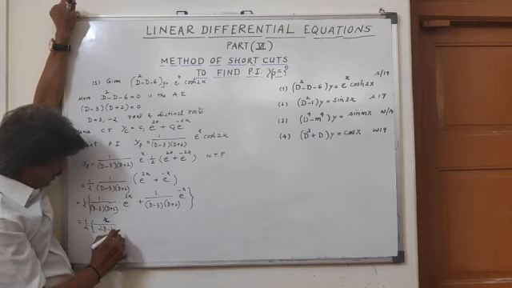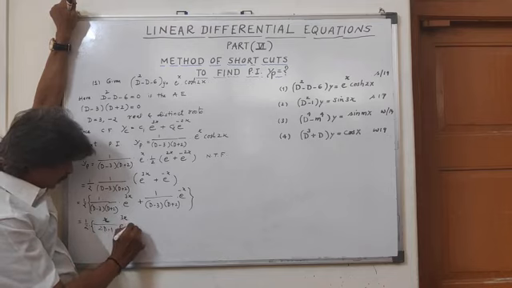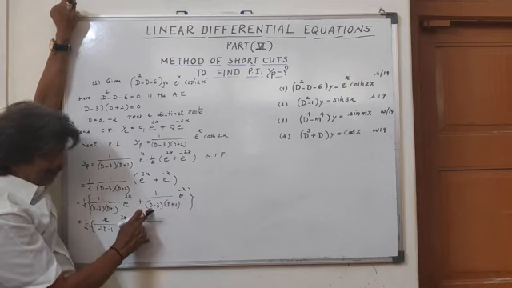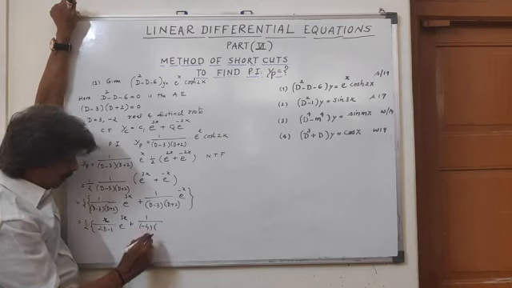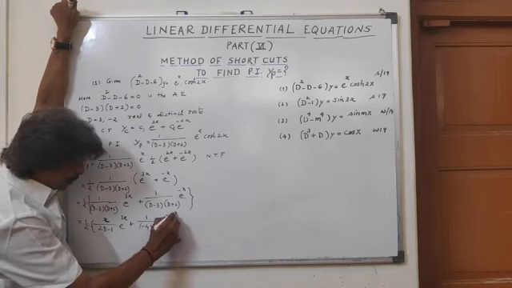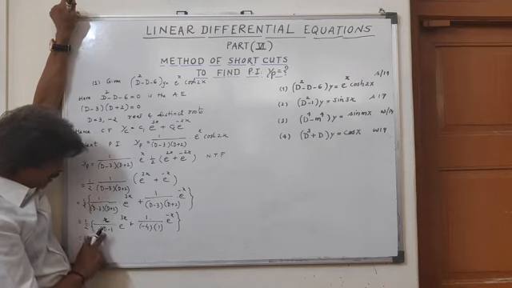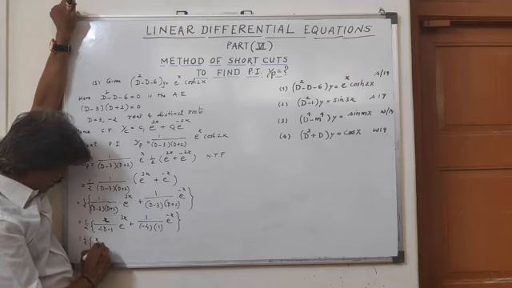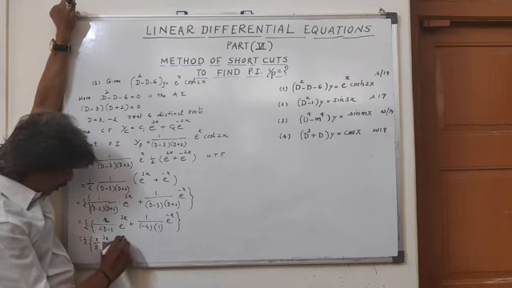Twice D minus 1 into e to the power 3x. Plus, here again, I will be replacing capital D by minus 1. Minus 1 minus 3 is minus 4, in the first bracket, and minus 1 plus 2 is 1, into e to the power minus x. 1 by 2 times, here I will be replacing D by 3: 2 threes are 6, minus 1 is 5, so x by 5 e to the power 3x minus 1 by 4 e to the power minus x.